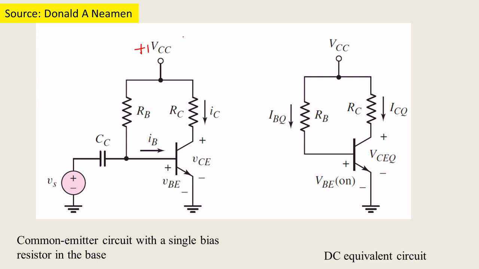Suppose you see what the merits are: the circuit is simple. But if you see the demerits, the IC does not remain constant actually, with changes in the temperature or supply voltage. So that means IC will keep on changing.